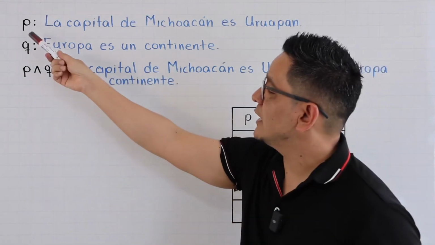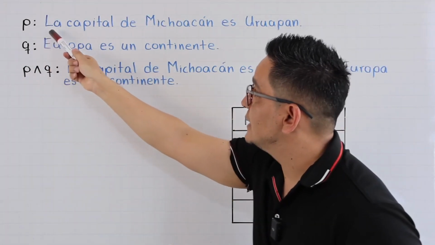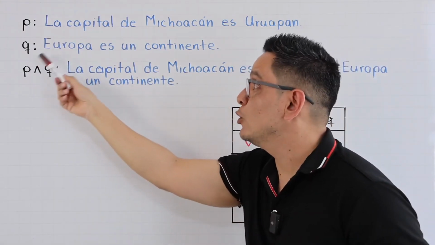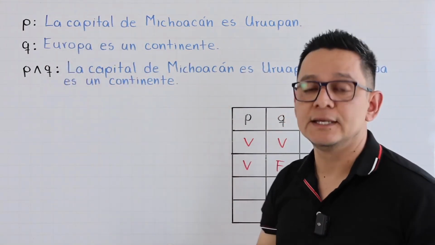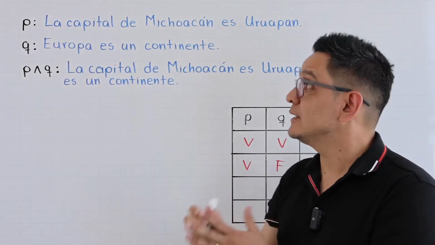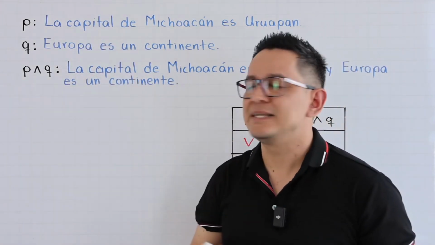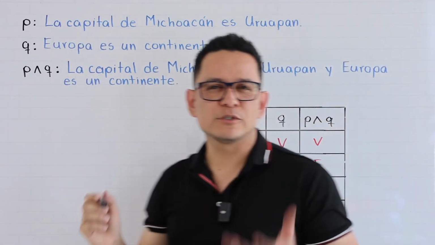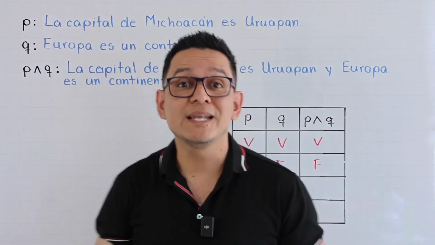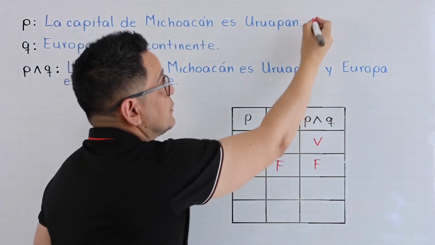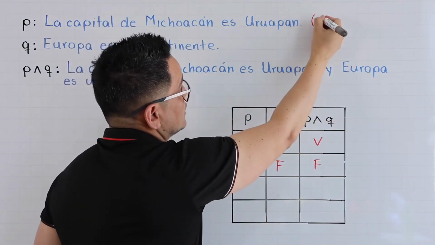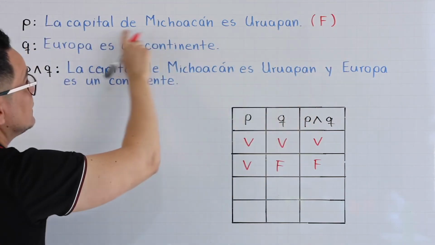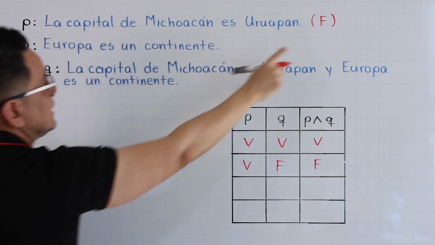Now we have that proposition P is, the capital of Michoacán is Uruapan, and proposition Q is, Europe is a continent. Start thinking about the truth value of P and Q. Let's see. Is the capital of Michoacán Uruapan? Is that a true or false proposition? Very good. It's false. Why is that? Well, because the capital of Michoacán is not Uruapan. In fact, it's Morelia, right? So the truth value of this proposition P is false.